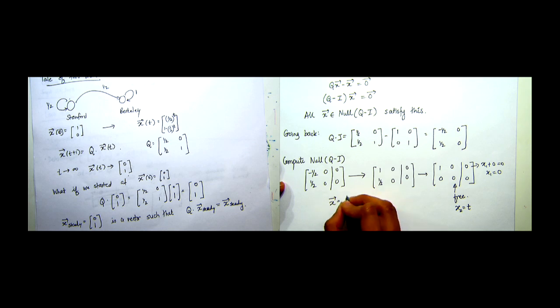What is x1 equal to? What does this row imply? This means 1 times x1 plus 0 equal to 0. So what is x1? x1 is equal to 0. So x1 is not free. So x equal to 0 comma t is a solution. How do I write this as a span or an entire vector space as opposed to just writing it as 0 t, where t is a parameter? I can write it as a span, right? So therefore, null space of q minus I is equal to span of 0 t.